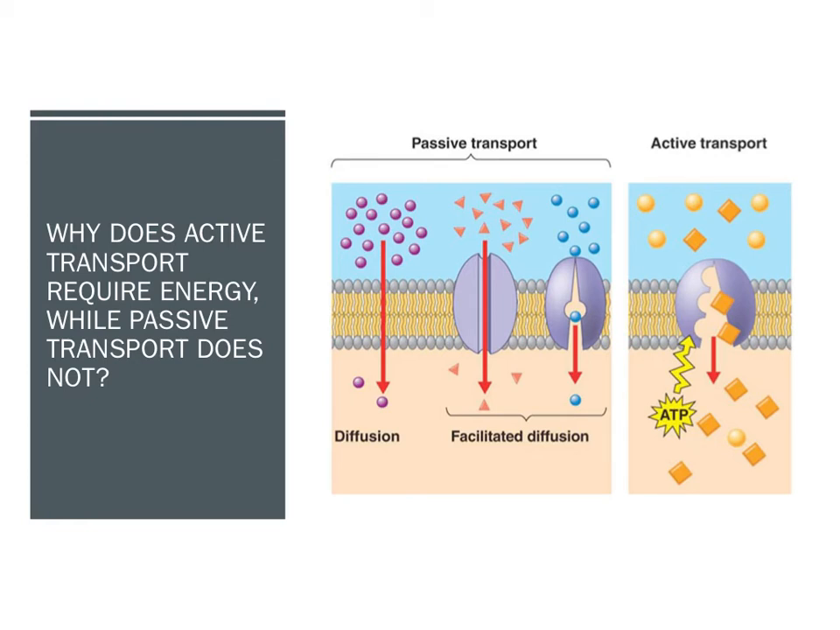All right, so if you thought about the answer to this question, hopefully you thought about a couple things. First of all, we have diffusion over here, just simple diffusion. These substances can just freely pass through the membrane. They don't need anything extra like a carrier protein. And they're also moving from high concentration to low concentration.